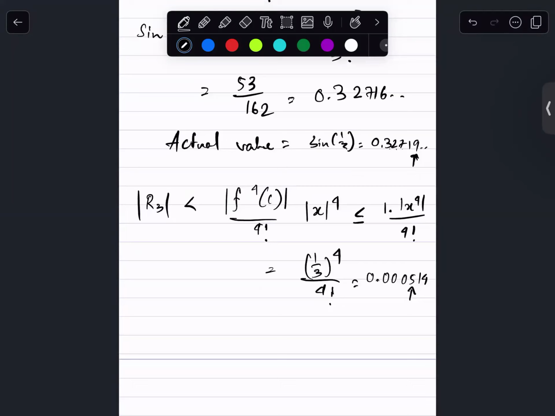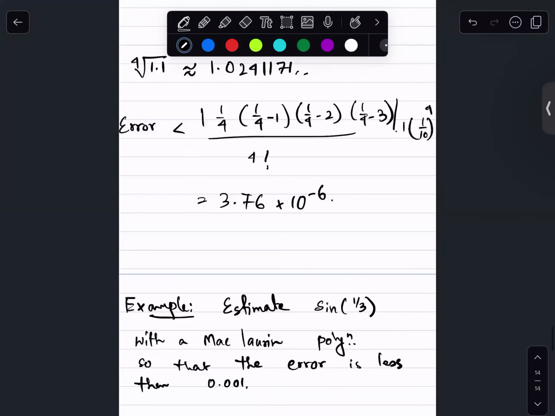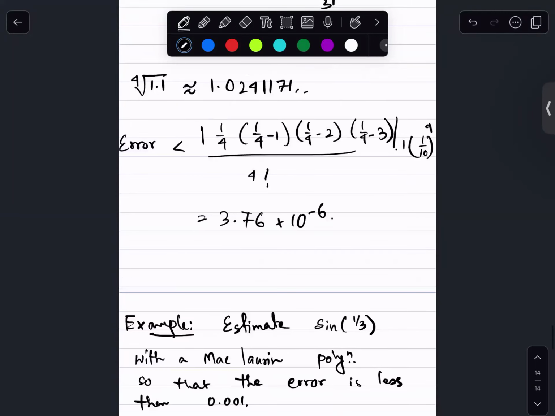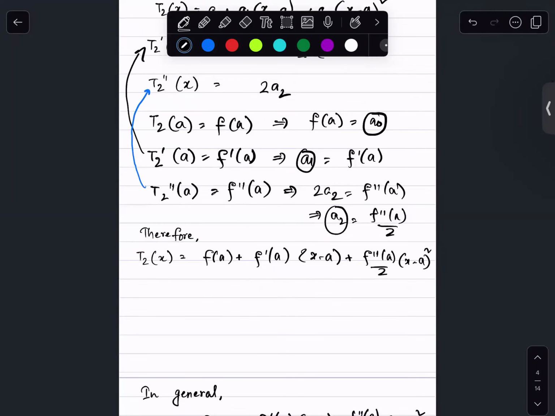So this is it for today's lecture. I have completed Taylor and Maclaurin polynomials. There should be one more lecture on Taylor series. Taylor series and Taylor polynomial are two different things. Hopefully I will be able to upload that lecture tomorrow along with the practice exam. So be a little bit patient for that. Yeah, thank you.